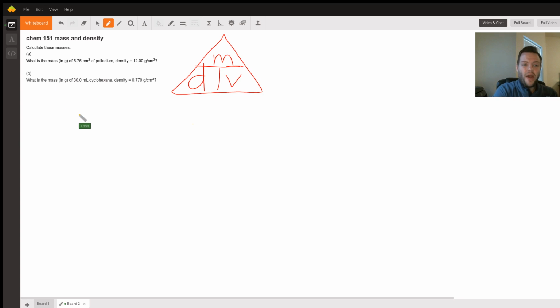We're trying to find the mass of our substance, which would be equal to its density of 0.779 grams per centimeter cubed times the volume, 30.0 milliliters. Now, the problem at this point is that these aren't the same unit, and so they're not going to cancel out. Luckily, however, they actually kind of are.